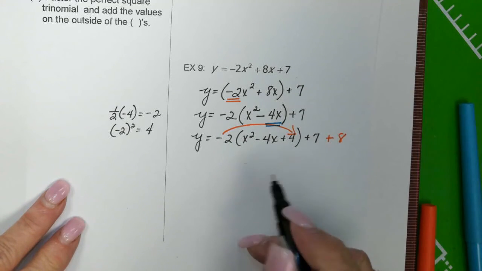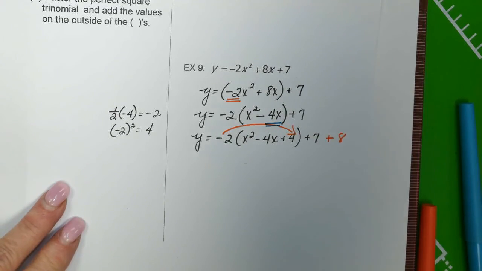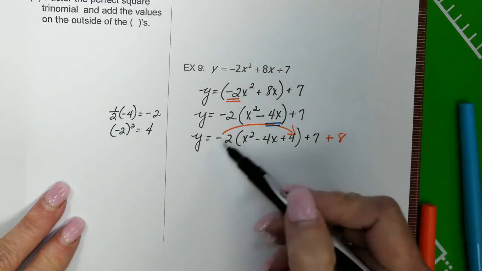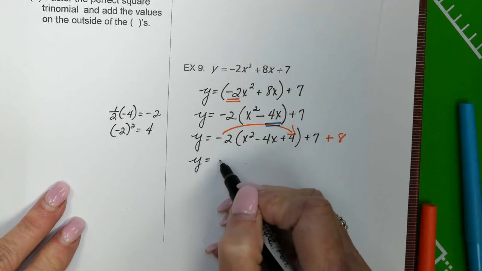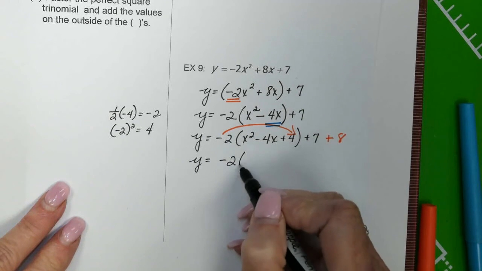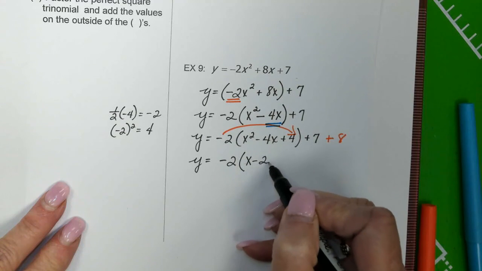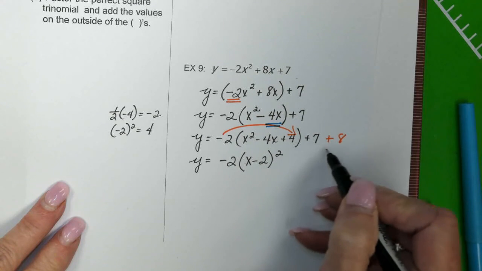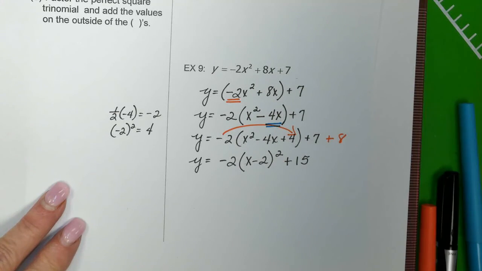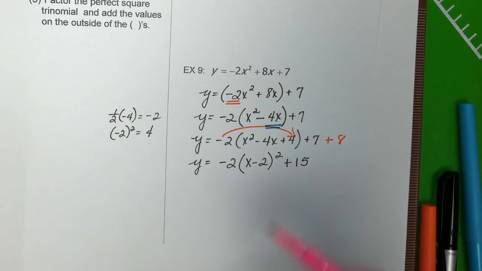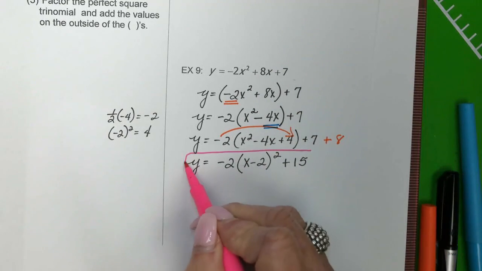I need you to understand the skill it takes to change and stay on one side. Okay? I don't do the same thing to both sides, but I have to offset whatever I do to keep it balanced. Alright, so y equals negative 2. I'm going to factor the perfect square trinomial, so that's going to be x minus 2 squared, and I'll add the numbers on the outside, which gives me plus 15, and I have vertex form.